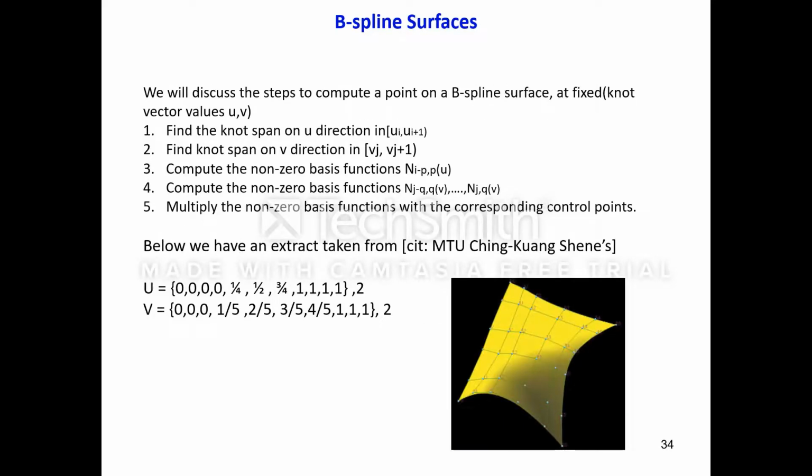Next, we will discuss the steps to compute a B-spline surface. There are 5 steps to compute a B-spline surface. First is to find the knot span in the u direction, which is u_i to u_{i+1}. Find the knot span in the v direction, which is v_j to v_{j+1}. Compute the non-zero basis functions N_{i,p}(u), and compute the non-zero basis functions N_{j,q}(v). And then multiply the non-zero basis functions with the corresponding control points. Below is an example where we show a B-spline surface having u and v spans as given below.